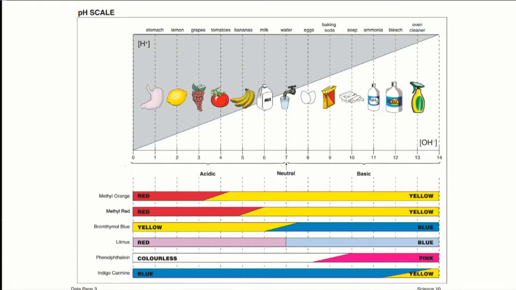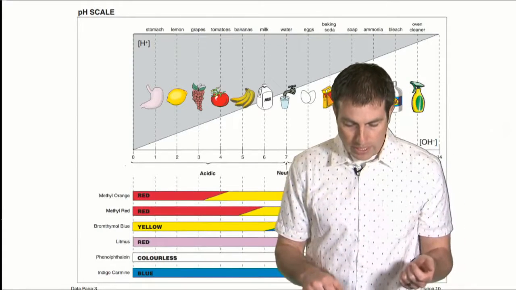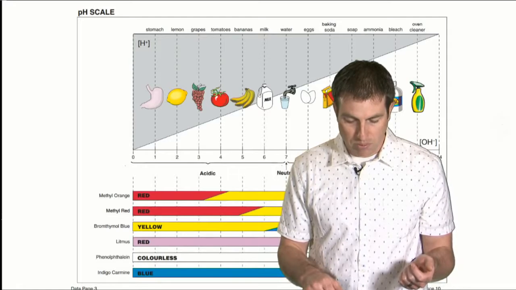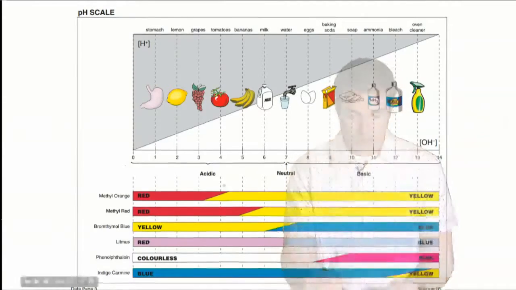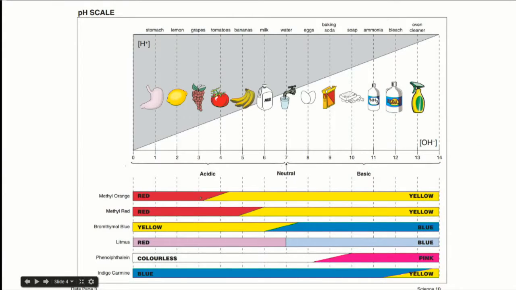So-and-so turned methyl orange red, and it turned bromothymol blue yellow. What is the approximate pH? So you look and say, okay, well, methyl orange is red up in this section, and then bromothymol blue is yellow in here. So I know it's going to be a pH between about 3 and 0. So that's how you're going to use this chart.